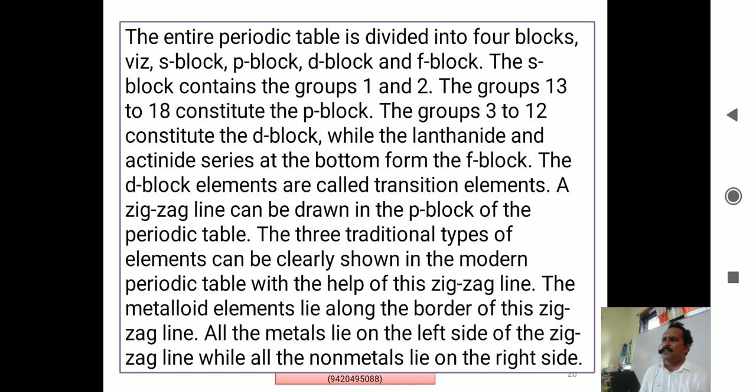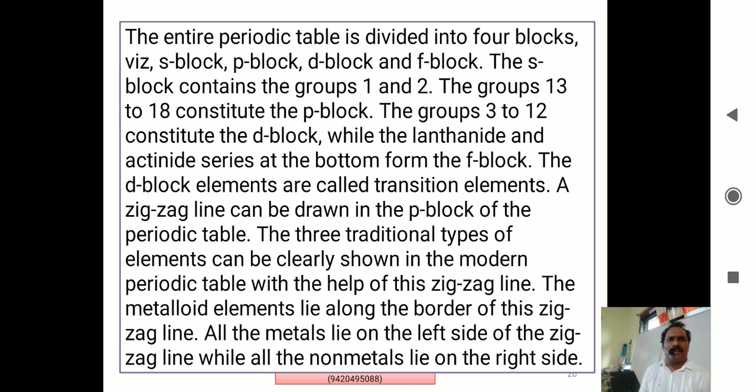The S block elements are called the normal elements. P block elements are the incomplete, D block elements are called the transition elements, and F block elements are called the inner transition elements.